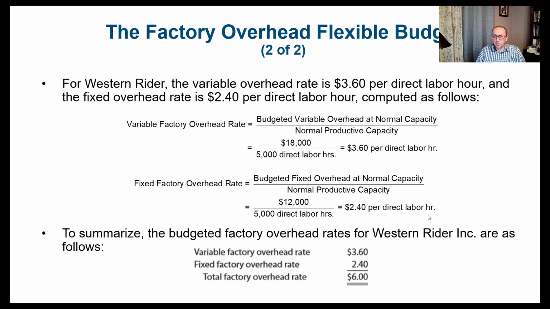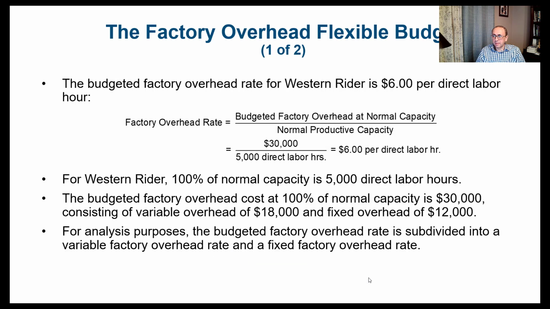So in summary, the budgeted factory overhead rate for Western Rider Incorporated would be as follows. We have the variable factory overhead rate to be $3.60. The fixed factory overhead rate is $2.40. So the total factory overhead rate is $6. And that's the $6 that we had in the previous slide here.